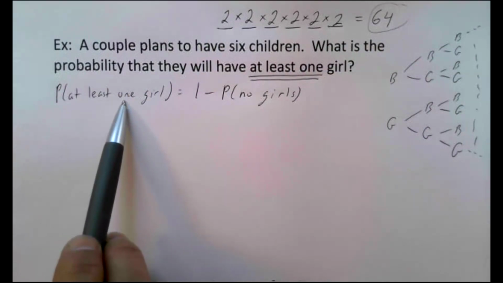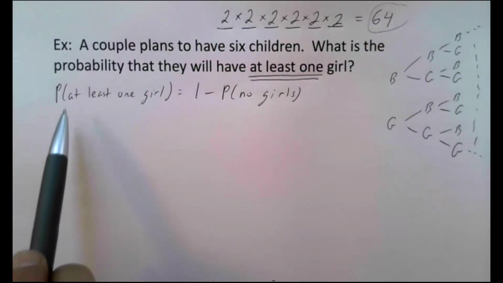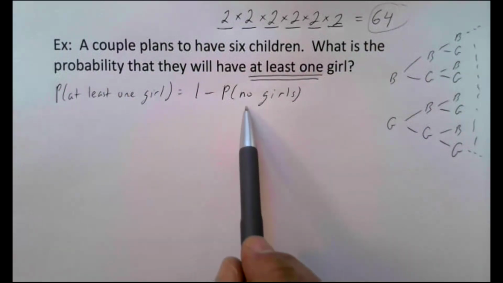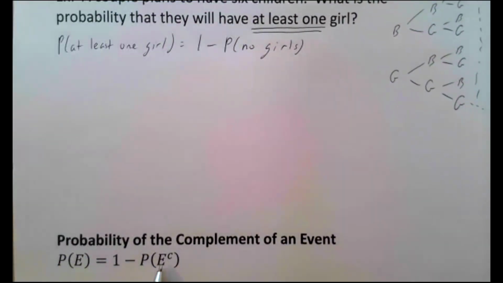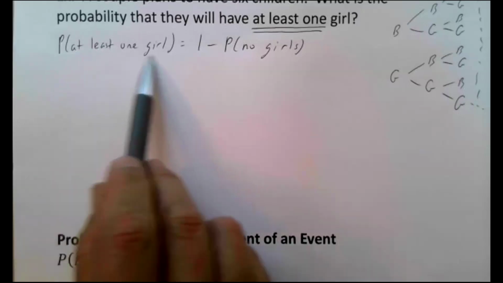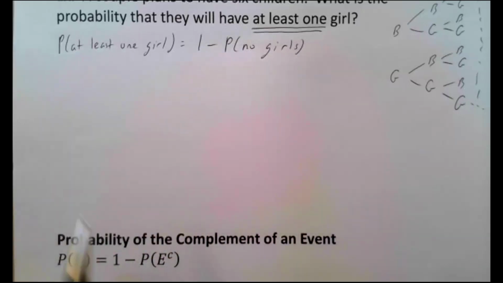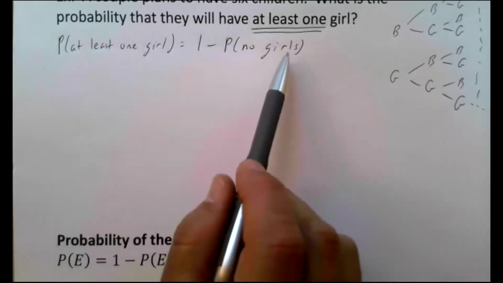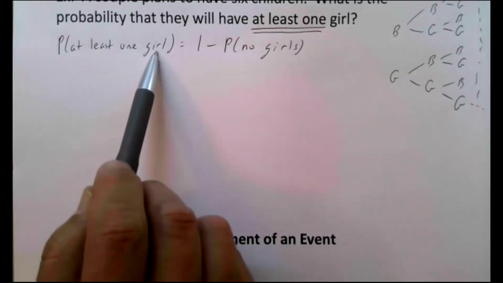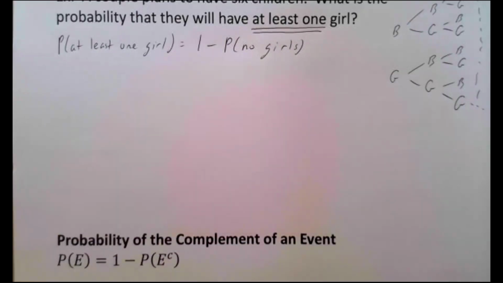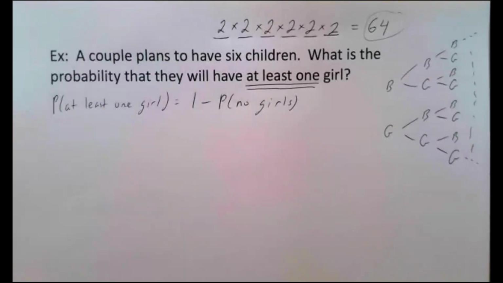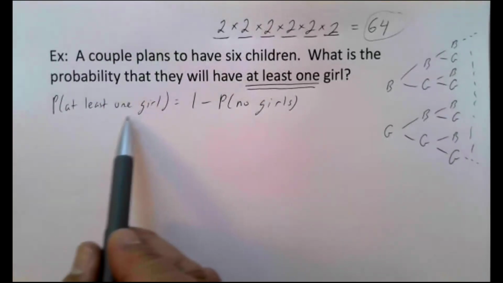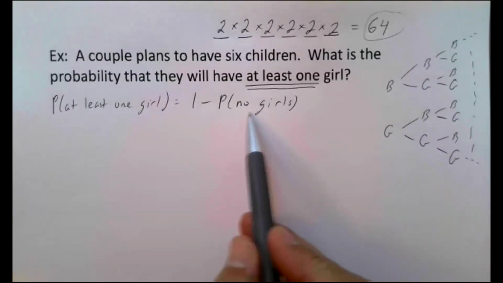The complement of having at least one girl would be having no girls at all. The opposite of a family having at least one girl would be that they didn't have any girls. That's why I can write this equation down and mimic this formula, because these are complements of each other. I hope that makes sense. And the reason this is going to be helpful is because, yes, I realize this is what I'm trying to find, but it's actually easier to find this one over here.